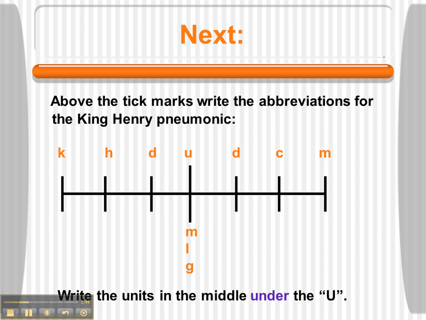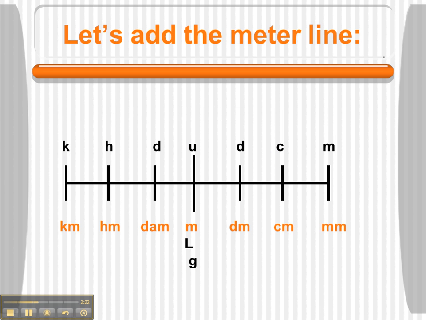Above that number line, you're going to write the letters that come from your mnemonic. So you would write the first letter of every word. For example, K for king goes above this first tick mark here. And then Henry, you would put H here, does goes here, usually here, drink, chocolate, milk. This is how you would fill out your number line. Now right here, MLG, that is our basic units of measurement.